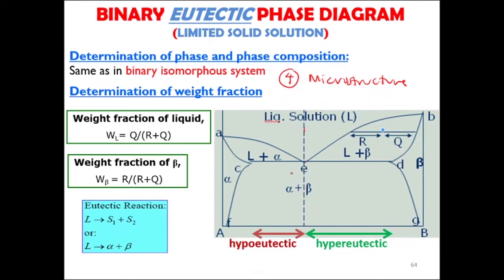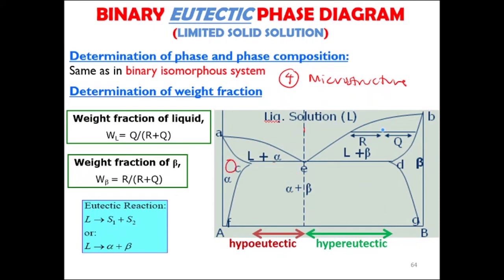And then we have hypoeutectic and hyper-eutectic. For microstructure at this region and this region, please watch my video on binary eutectic phase diagram of no solid solution under hypoeutectic and hyper-eutectic microstructure. I already explained in detail in that video.